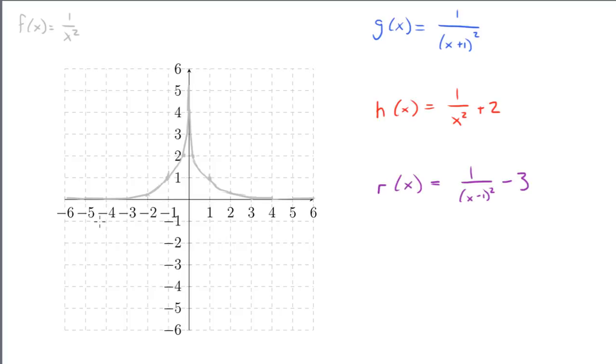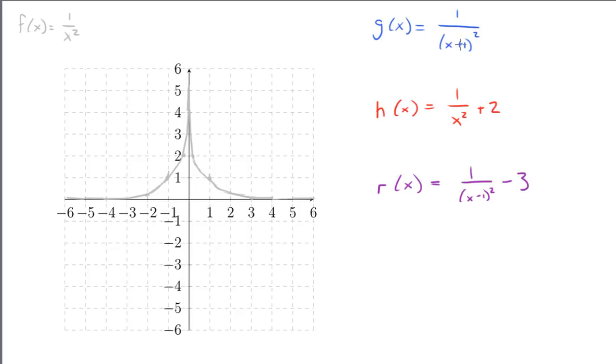Hey everyone, in this video we're going to work on the transformations of f of x equals 1 over x squared. I've sketched the graph out right here, and I've got our transformations listed right here. We're going to start with g of x equals 1 over the quantity x plus 1, quantity squared.